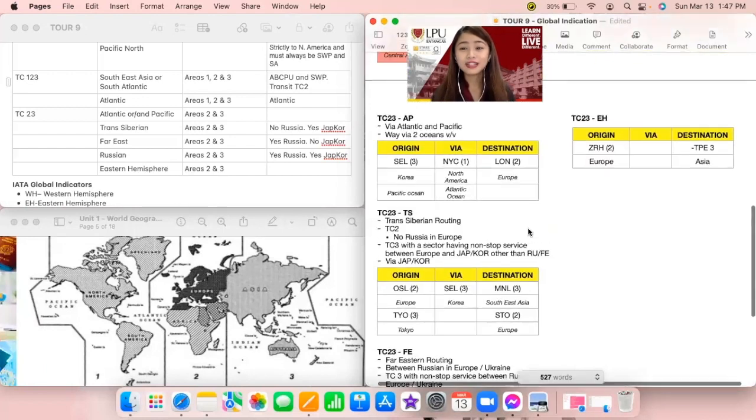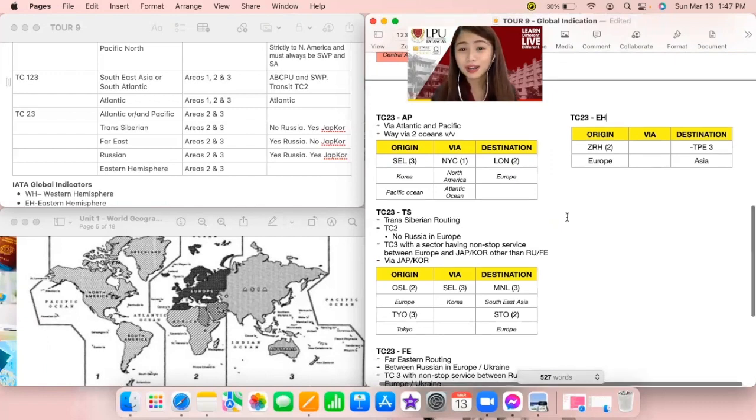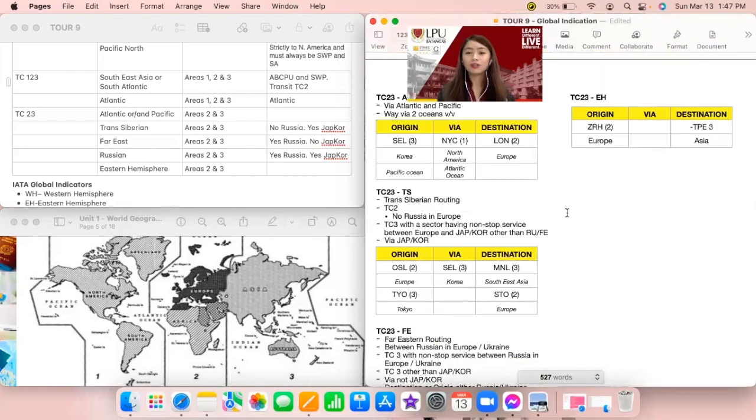And then for Eastern Hemisphere, of course, Areas 2 and 3, Eastern Hemisphere, no rules at all. Kaya mo na yan. So that would be all for the global indicators. If I explained it well, and if there is any clarification, just let me know. Correct me. I will be honored if you correct me.